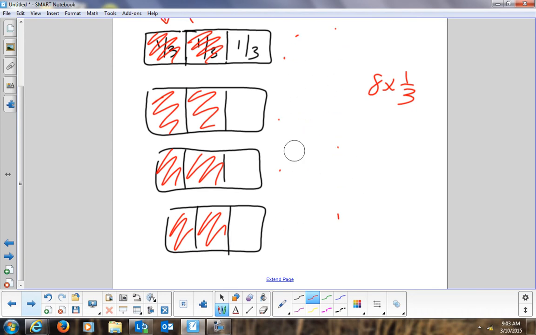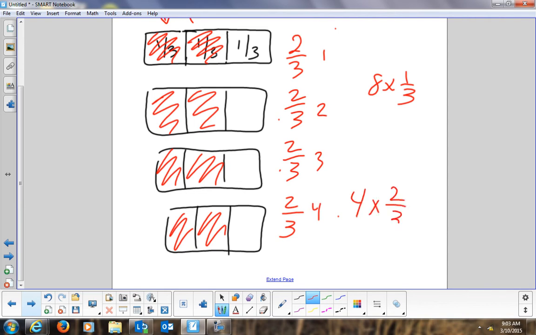Okay, because 2 times 1/3 is just 2/3, right? That's how many we colored. And how many 2/3 do you see? I see 1, 2, 3, 4. So it's 4 times 2/3. Okay. So I'm going to need 8 of them, because 4 times 2 is 8, and the third stays the same.